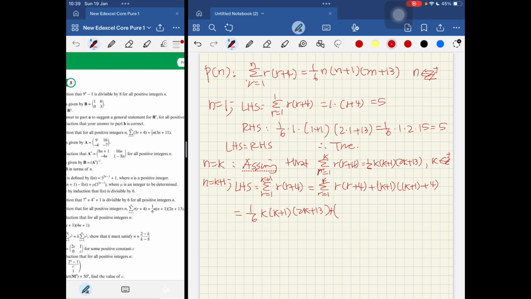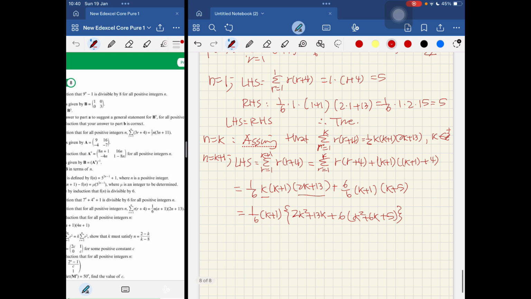Plus (k plus 1)(k plus 5). But just intentionally, I make it 6 over 6 times (k plus 1)(k plus 5). Now we have a common factor 1 over 6 and (k plus 1). And the remaining things is k(2k plus 13) plus 6(k plus 5), which is 2k squared plus 13k plus 6k plus 30.